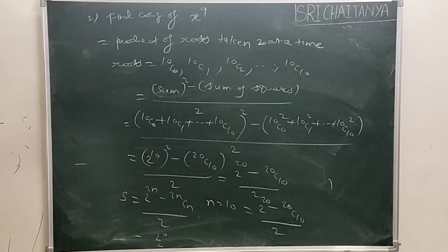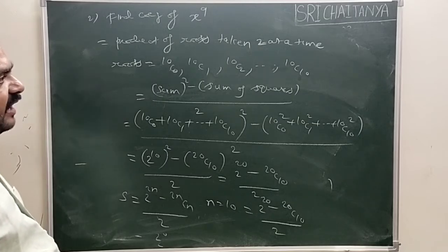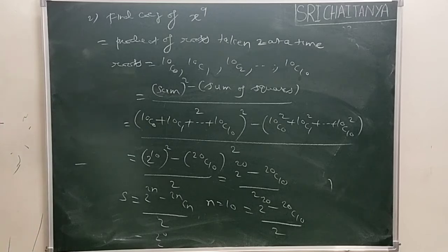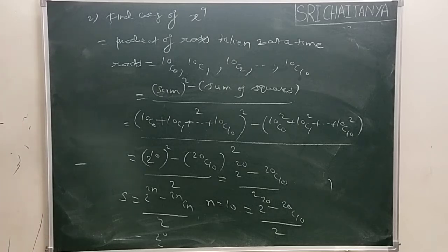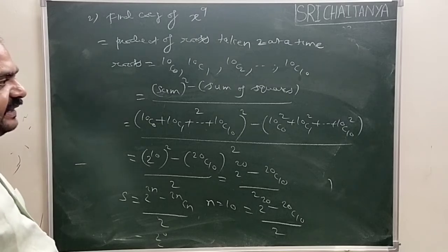Like that, second highest degree means minus of the sum of the roots. Third highest degree means product of roots taken 2 at a time. Main thing is to find the roots. What are the roots? 10C0, 10C1 and so on, 10C10. Those are the roots.